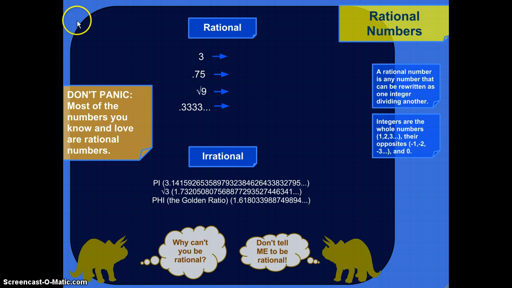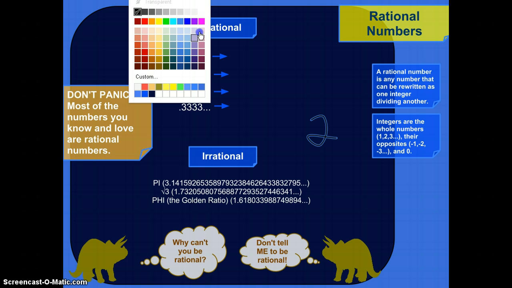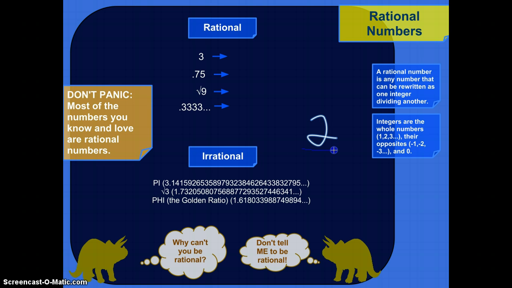So here's some examples of rational numbers. Numbers that can be rewritten as one integer dividing another. Let's review. An integer is a whole number, like 1, 2, or 3, or their opposites, like -1, -2, -3, -1,000, and 0. So a rational number would be something that can be written like 2 over 3. That's an integer, that's an integer. So one integer being divided by another.